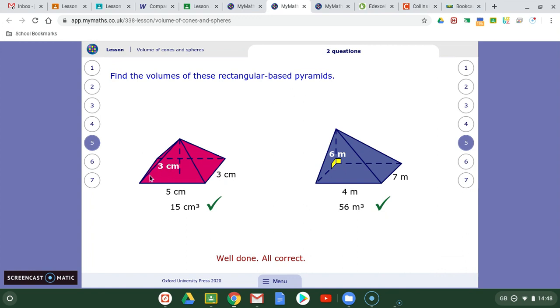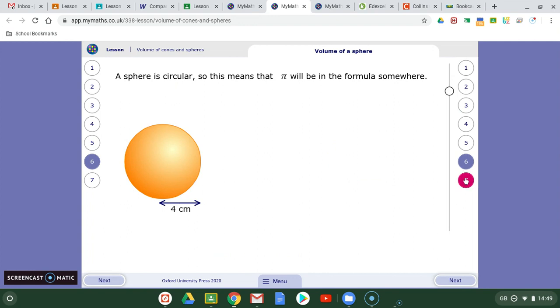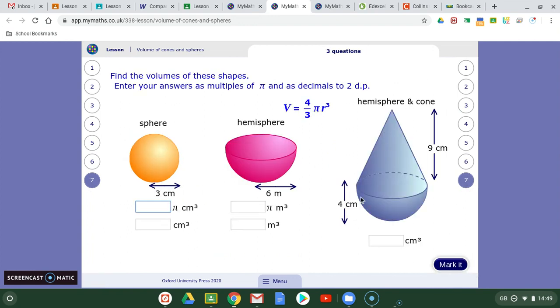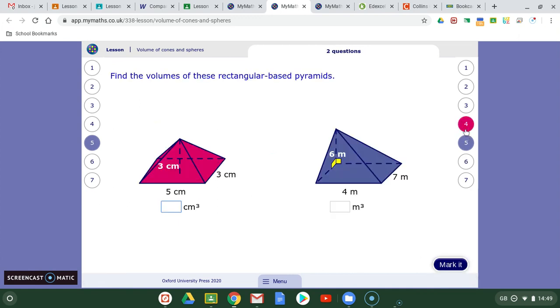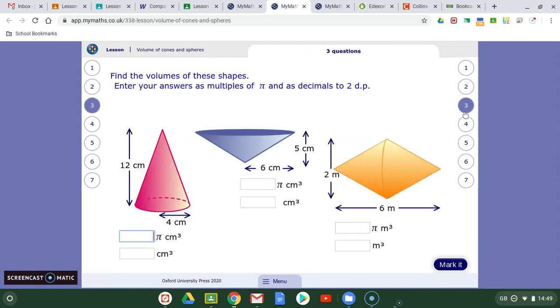Now, obviously, if it's a triangular-based pyramid, then it would be a triangular prism that would surround it, and you'd have to take that into account, because remember, you would have to do the area of the triangle, which would be half times base times height, and then multiply by the length of the pyramid. Now, we have done spheres, so that's all good. You could also be asked for this, a hemisphere and a cone, to find the volume of. That could be something that you were asked to do, but I'm not going to ask you to do that now. So I hope you made some notes here.